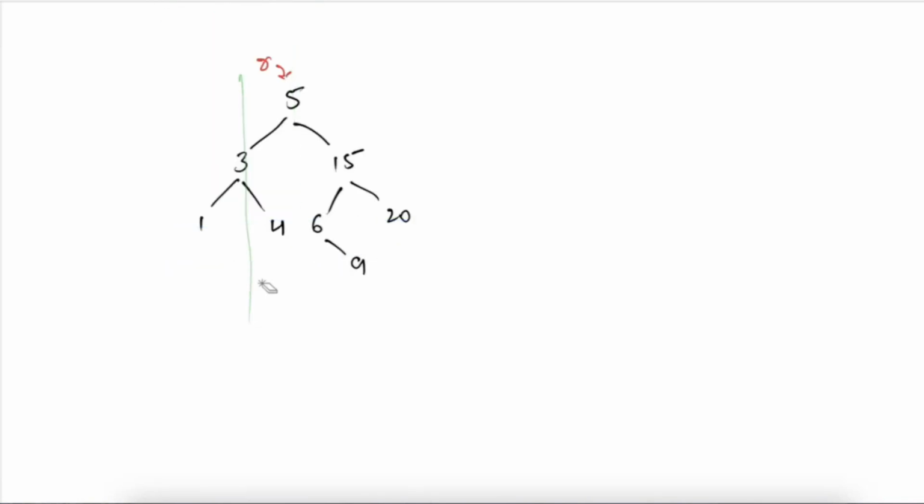All right. So what is the pre-order traversal for this? Pre-order is root left right. So it'll be 5, 3, 1, 4, 15, 6, 9, 20. Great. What is the in-order traversal?